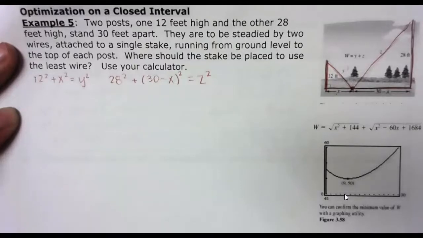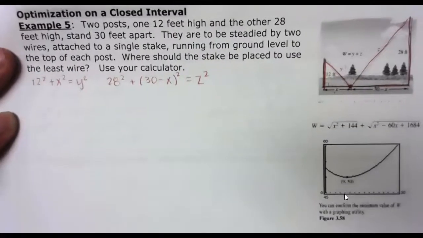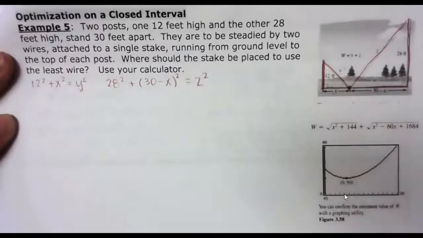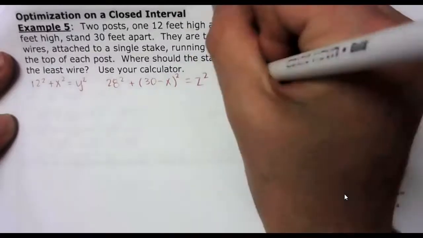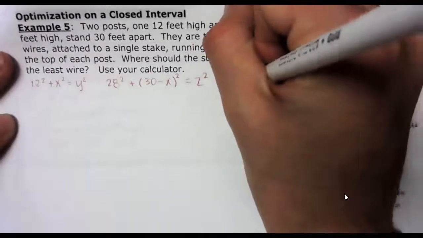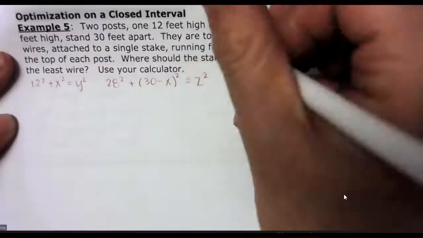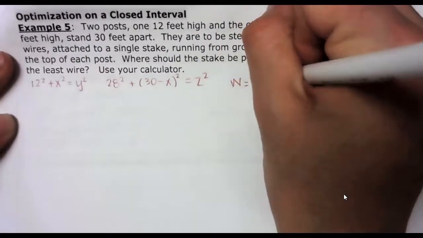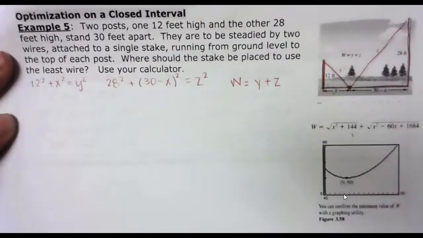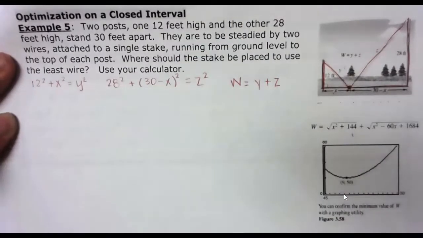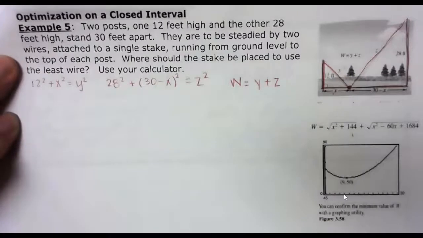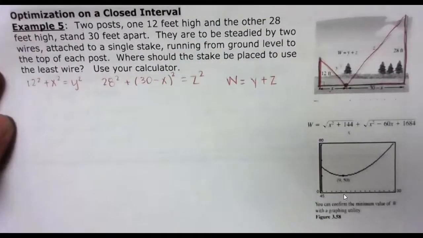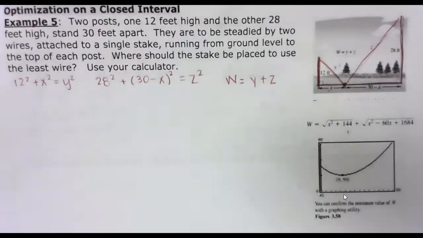And our goal is to minimize Y and Z. So the equation we're trying to minimize would be Y plus Z. That's the equation we are trying to make the smallest, so that we would use the least amount of wire.